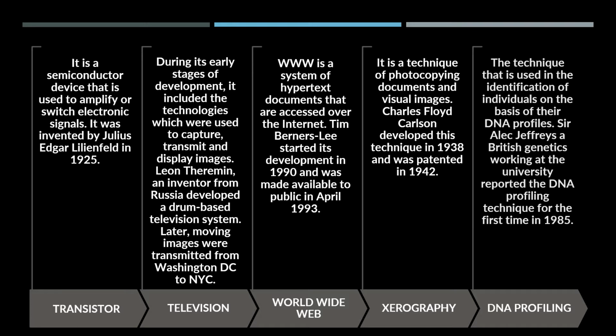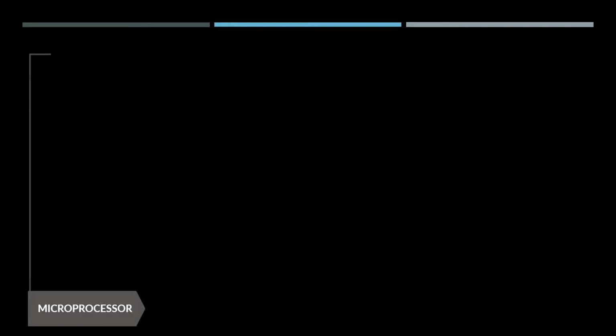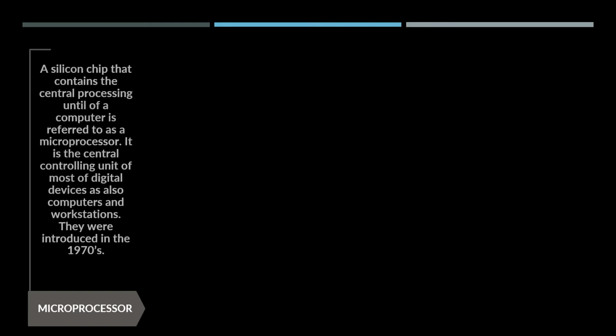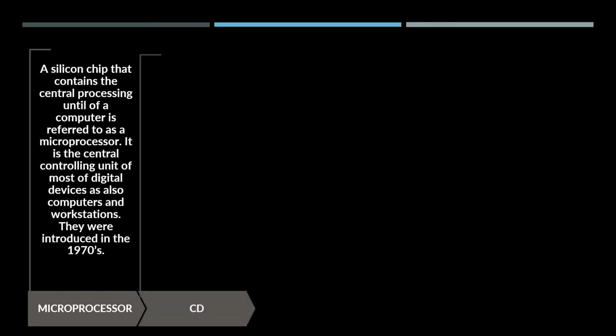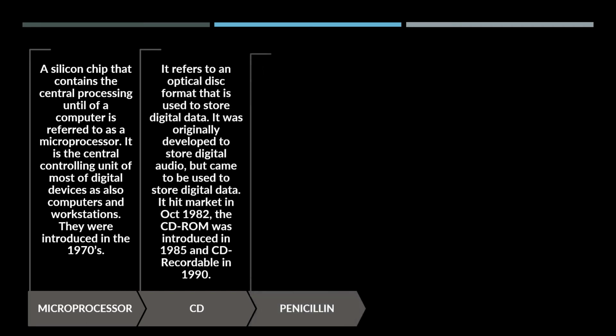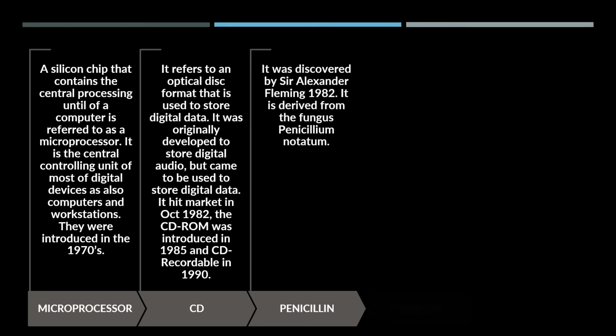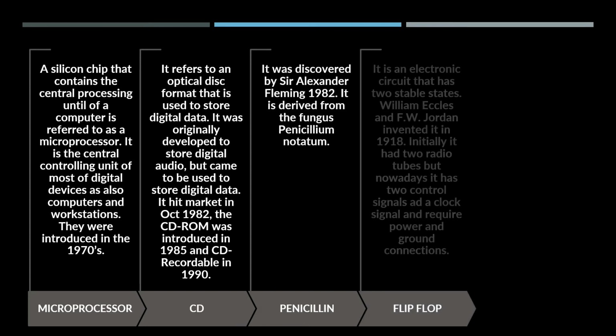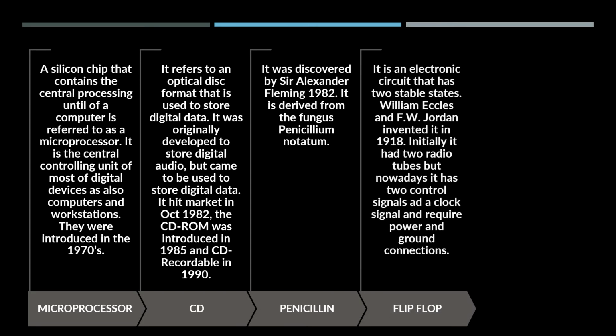Xerography is a technique of photocopying the documents and visual images. Sir Alec Jeffreys reported the DNA profiling for the first time in 1985. A microprocessor is a silicon chip that contains the central processing unit of a computer, which was introduced in the year 1970. CD refers to an optical disc format that is used to store the digital data.